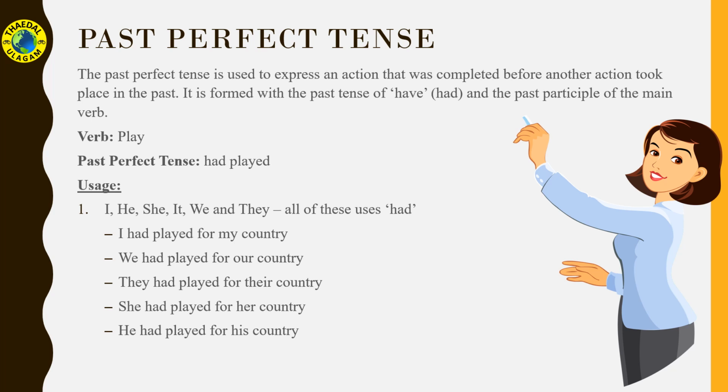Let us look at the usage of had in a sentence. I, he, she, it, we, and they, all of these use had. I had played for my country. We had played for our country. They had played for their country. She had played for her country. He had played for his country.